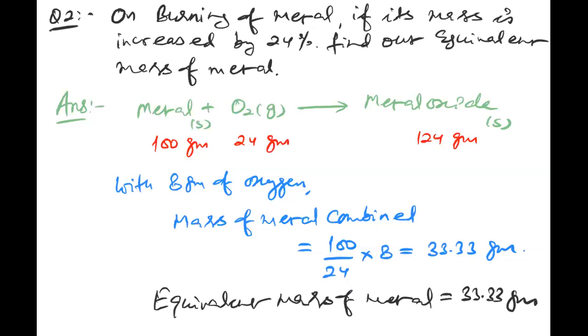So I'm repeating again the basic definition of equivalent mass. It is the mass which can combine with 1 gram of hydrogen, or the mass which can combine with 8 gram of oxygen, or the mass which can combine with 35.5 gram of chlorine.